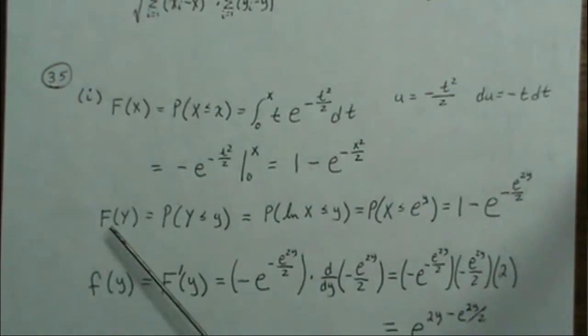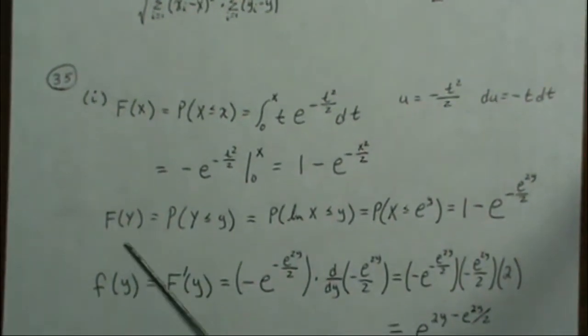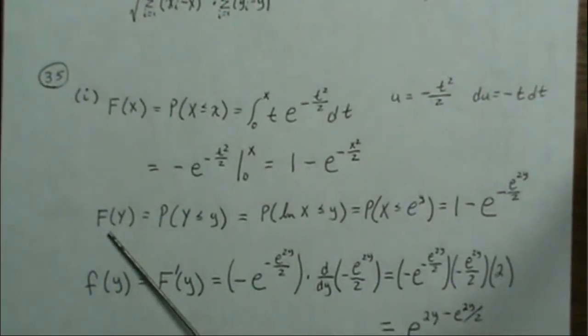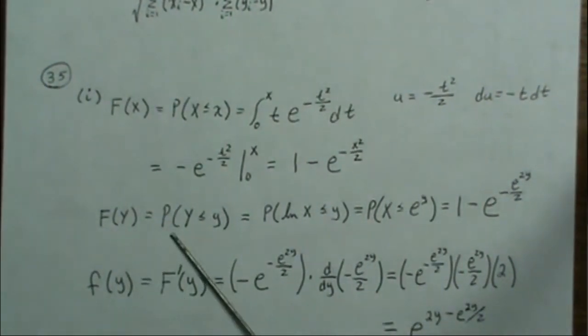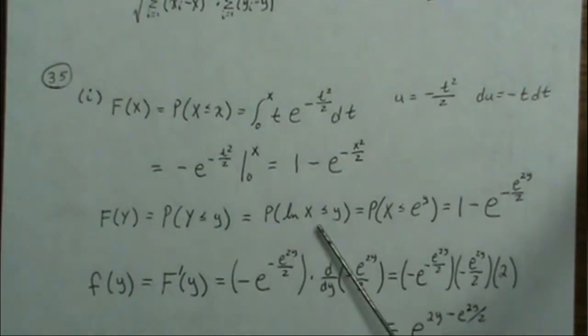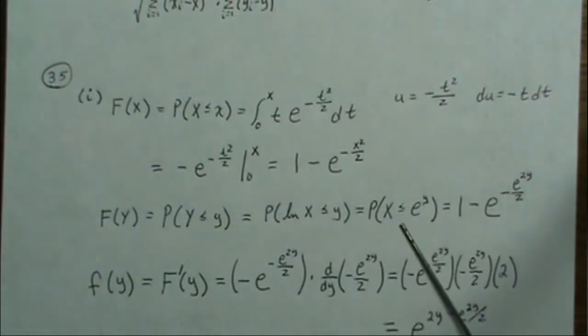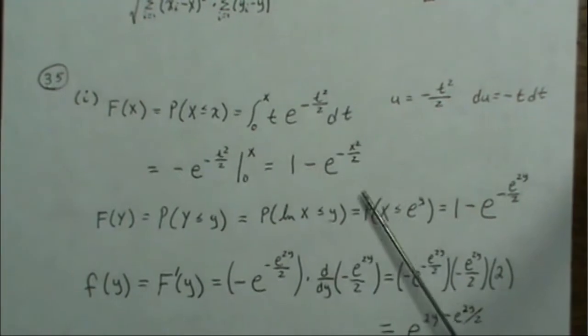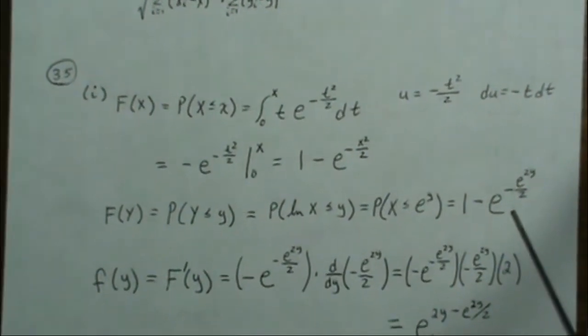cumulative distribution function of y. If we know this, then we can take its derivative. So this is capital Y less than little y, but capital Y was log of x. So you take e to the both sides. Well, we know this cumulative distribution function is this. So then we plug it in.